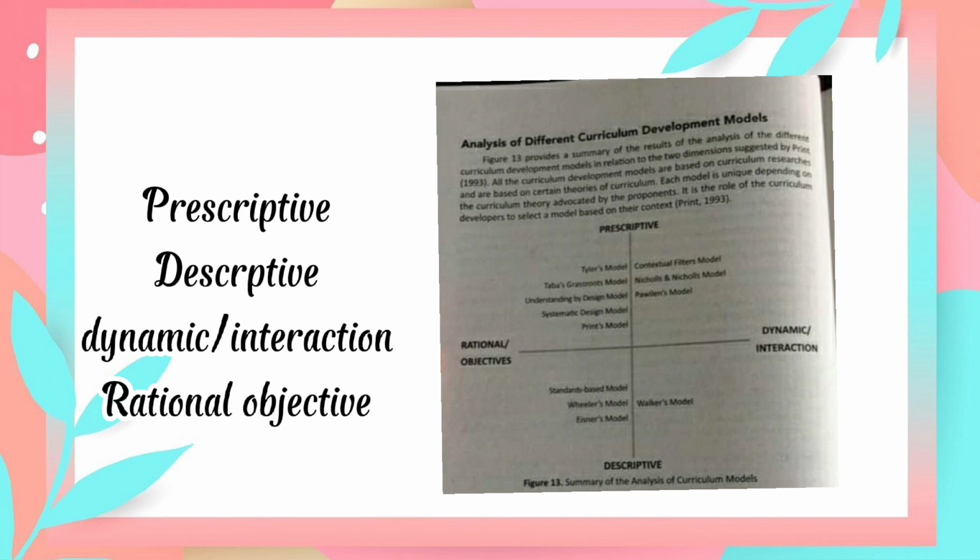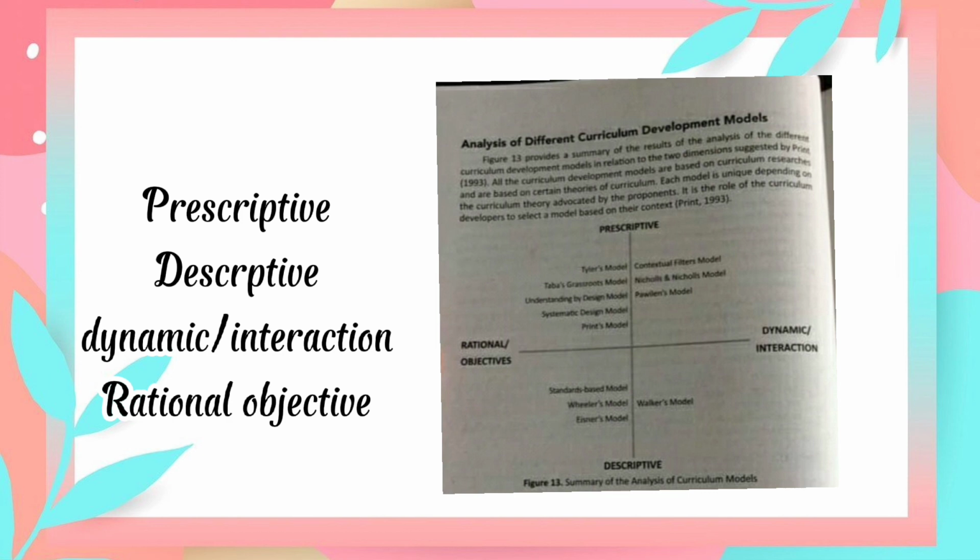The cyclical model of Nichols and Nichols, 1978, and the contextual filters model of course planning present interrelated procedures for developing curriculum. These models are prescriptive by starting with situational analysis. Yet, they are also dynamic. These models are applicable to school-based curriculum development. The dynamic models of Eisner 1979, Walker 1971, and Pawelin model 2011 are less rigid in application and they can be used in school-based curriculum development.